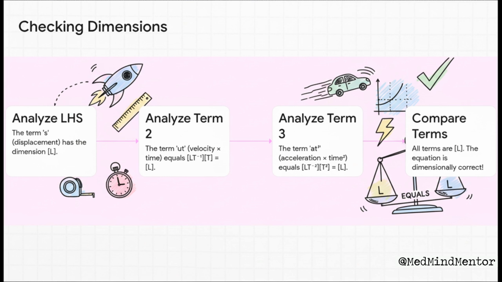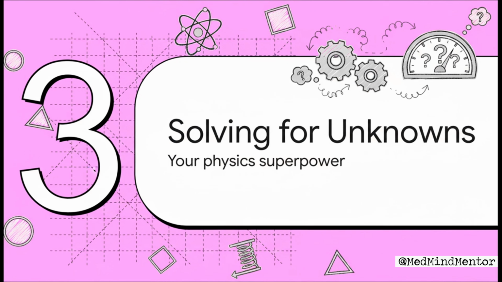So let's check our work. We have L on the left, the first term on the right is L, and the second term on the right is L. They all match. The equation is dimensionally correct. Perfect.